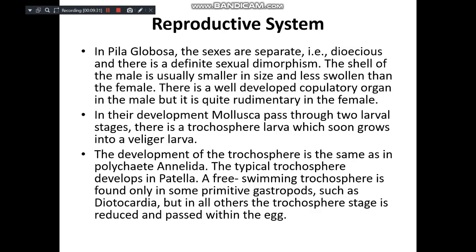So, this is about another very important example of Gastropoda, that is Pila, which is most common. There are so many other examples. All our conch shells, which you call shankha in Kannada, which are used for religious purposes, they all belong to the same class, Gastropoda.